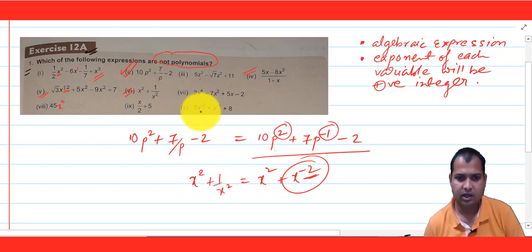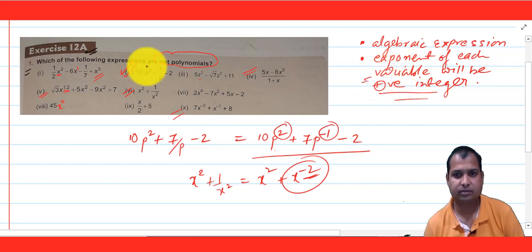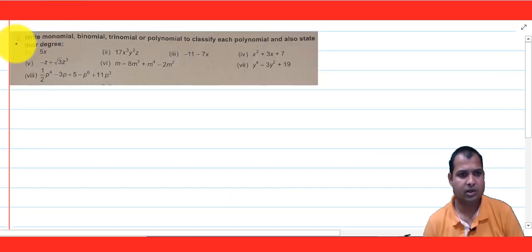Here you can see in the power we have minus 2. Here you can see we have minus 1 in the power. So this cannot be a polynomial, because the variables have a negative integer in the power. But for a polynomial you should have only positive integers as the exponent of each variable. For this exercise you will simply mark the ones which are not polynomials. Now let us see question 2.